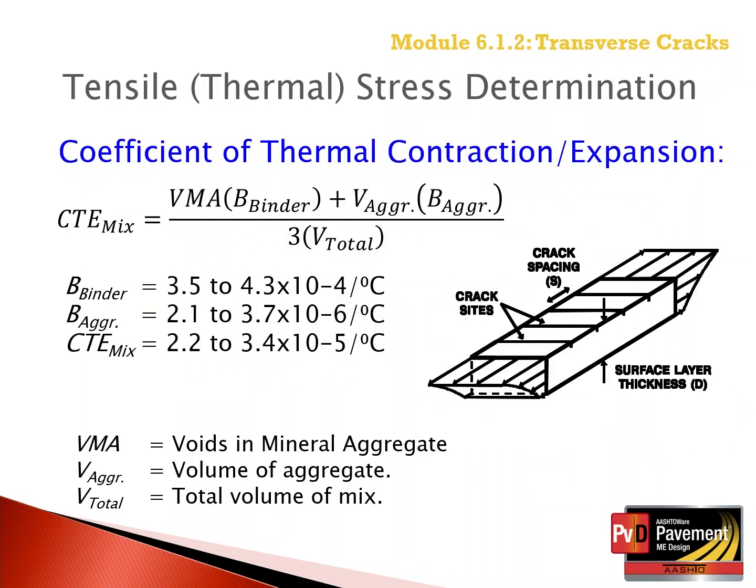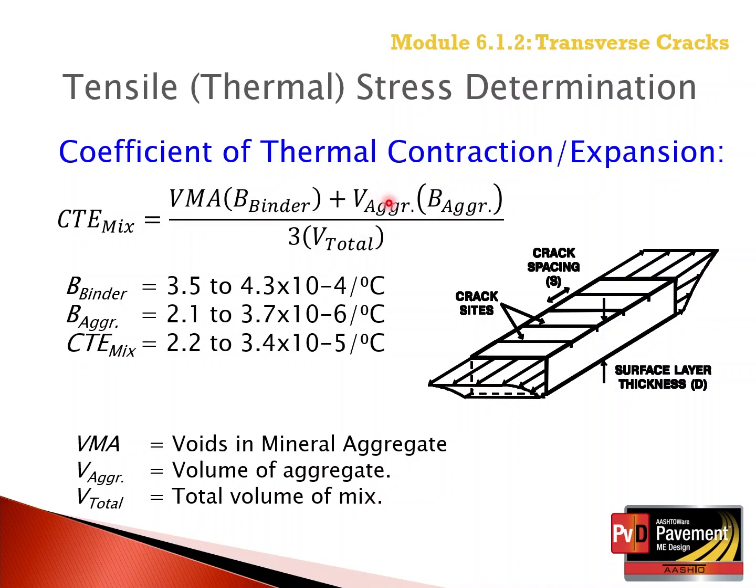The equation used to calculate the coefficient of thermal expansion contraction is displayed on this slide. The coefficient of thermal expansion contraction is dependent on the voids in the mineral aggregate, VMA, and percentages of the asphalt mixture component. In other words, the volume of the mixture and total volume of the mix itself.